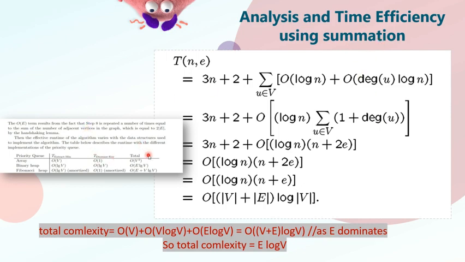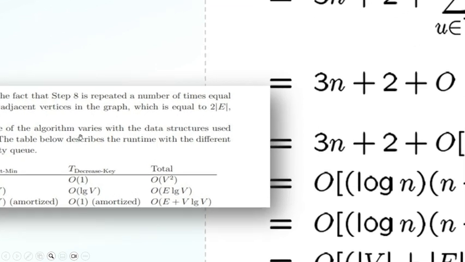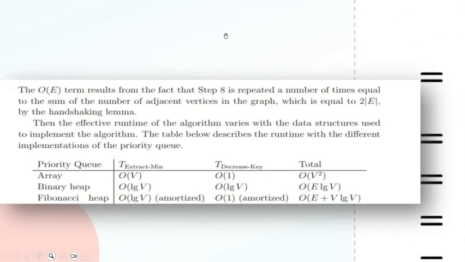Oh, and there's an important note we have to notice. Here the runtime varies with the data structure used to implement the algorithm. The table below shows that as the priority queue changes from array to binary heap to Fibonacci heap, it changes the total runtime.